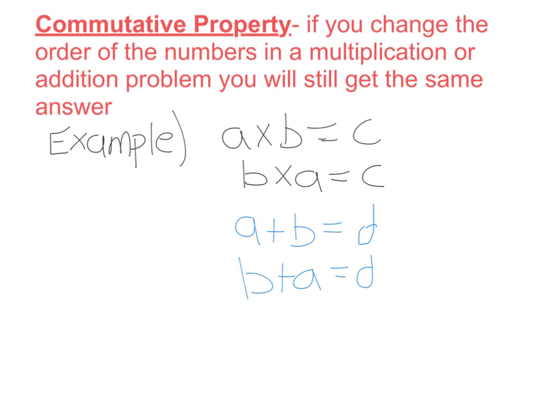The next property is the commutative property. If you change the order of the numbers in a multiplication or addition problem, you will still get the same answer. So if I give you A times B, it's going to equal C. But B times A is also C. If I were to put numbers with this, for example, 3 times 2 is 6, and 2 times 3 is also 6. That's the commutative property.